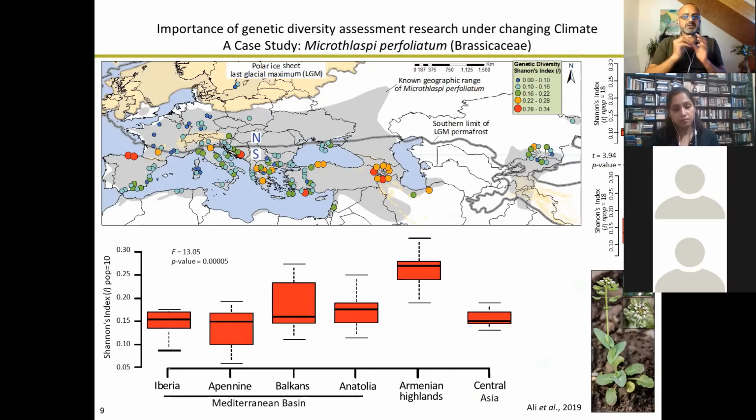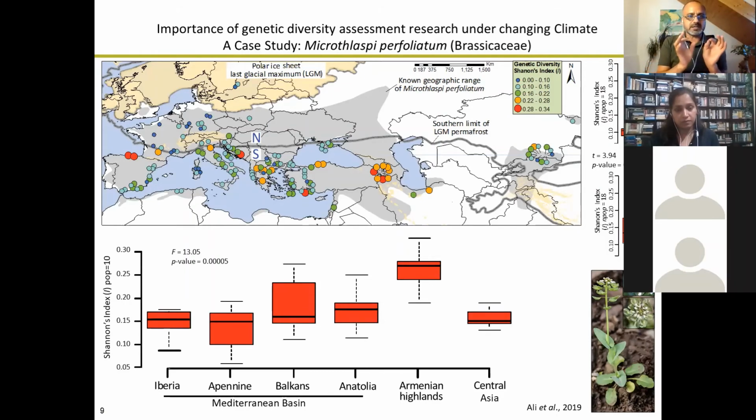This plant that you see in the right corner is called a Microthlaspi plant. So you do not have to worry, it's just a plant, a small herb. We sampled about 700 different populations, coming all the way from Central Asia to Spain, and then all the way from Sweden to North America.